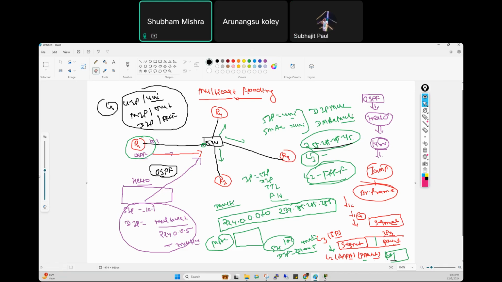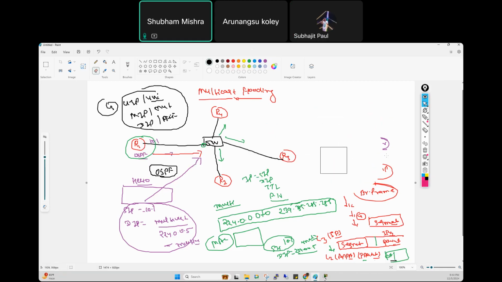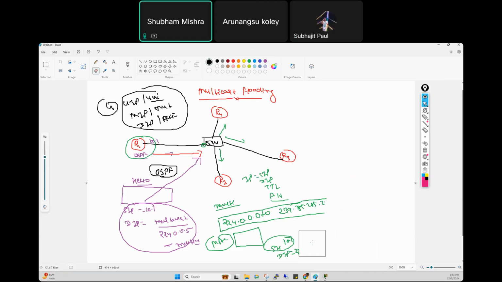Now, one more thing. How can we identify that is the multicast IP? I hope you guys are able to identify the multicast IP address, right ना? अब multicast IP address तो पहचान लोगे ना भाई? I already told you the range. 224.0.0.0 to 239.255.255.255. That is the range for multicast.